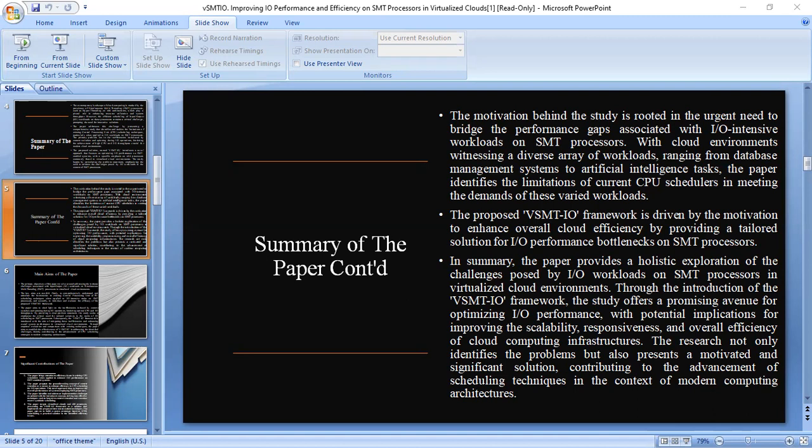This is the overall overview of the proposed system, vSMT-IO. The architecture of vSMT-IO looks like this, and the key components are mentioned in the orange boxes.